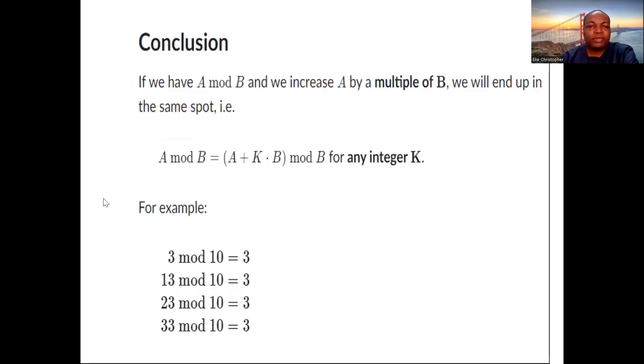Okay. So in conclusion, if you have A mod B, and increase A by a multiple of B, we'll end up in the same spot. That is A mod B equals (A plus K multiplied by B) mod B for any integer K. For example, 3 mod 10 equals 3, 13 mod 10 equals 3, 23 mod 10 equals 3, 33 mod 10 equals 3.